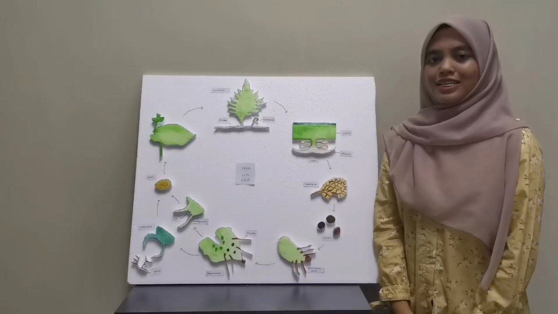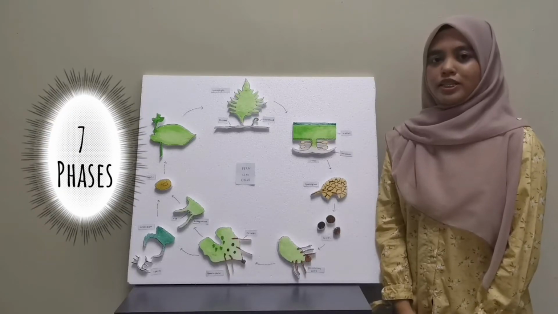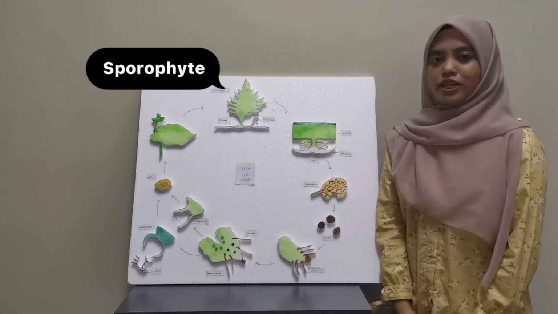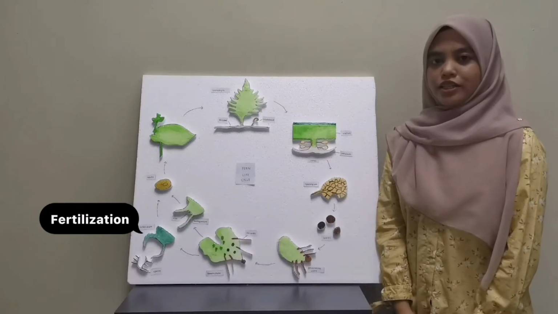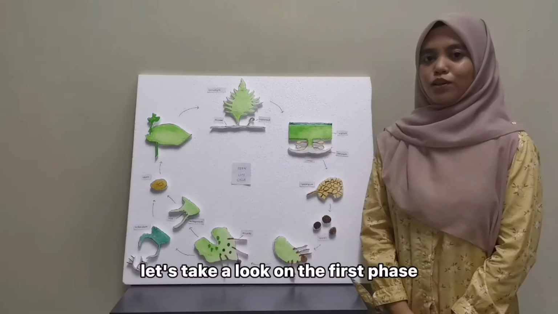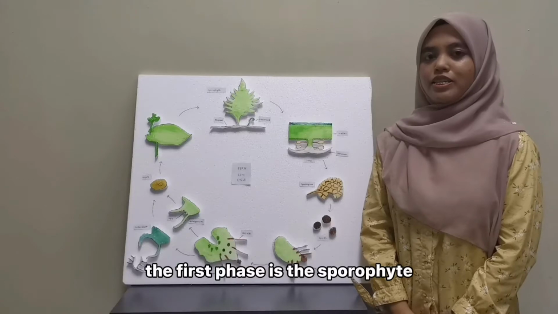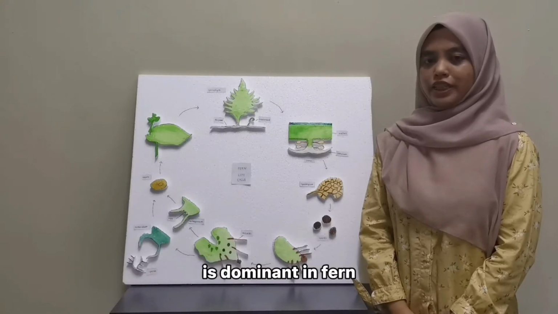Here we come to the last section of this topic, the fern life cycle. The fern life cycle consists of 7 phases, which are the sporophyte, the sporangia, the spores, the gametophyte, the fertilization, the zygote, and the last one is the fronds. Let's take a look at the first phase. The first phase is the sporophyte. The sporophyte portion in the life cycle is dominant in fern.